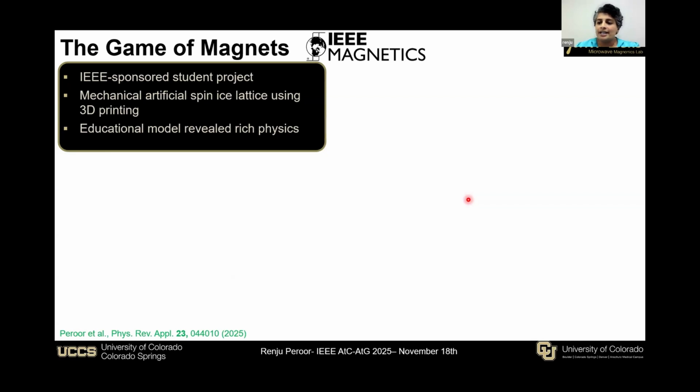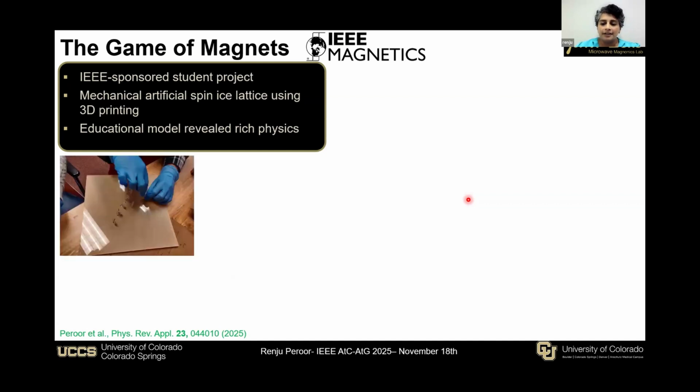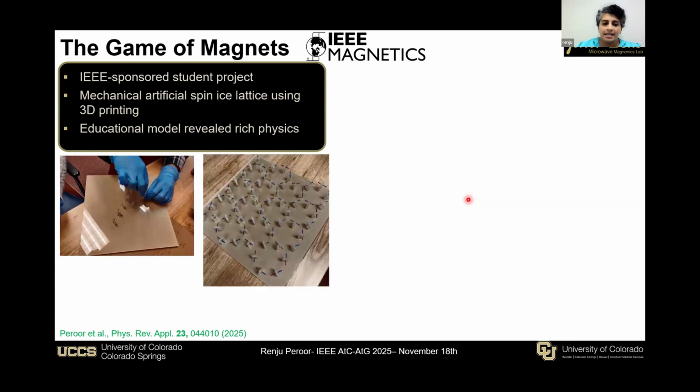This project started with funding from the IEEE Magnetics Society, a grant for student projects called Game of Magnets. It was to create an educational model for kids. So here we built a large-scale mechanical artificial spin ice. The mechanical parts of this lattice are engineered, 3D printed and assembled in our lab. And what started as an educational model soon revealed rich physics when it was driven by a dynamic magnetic field.